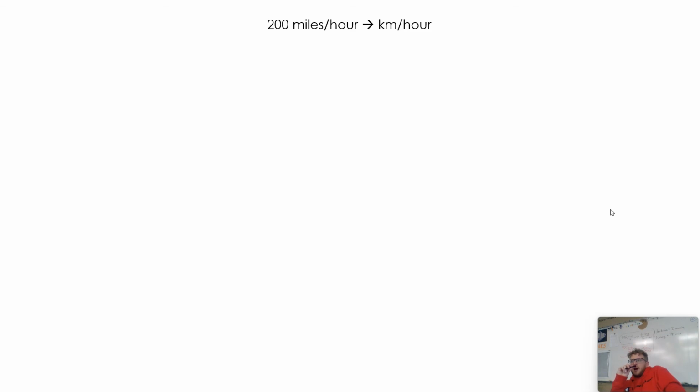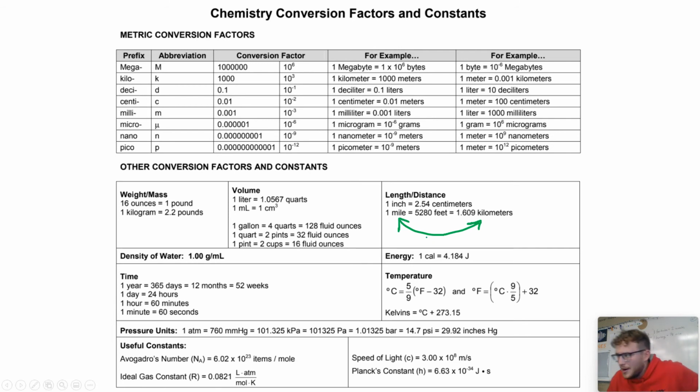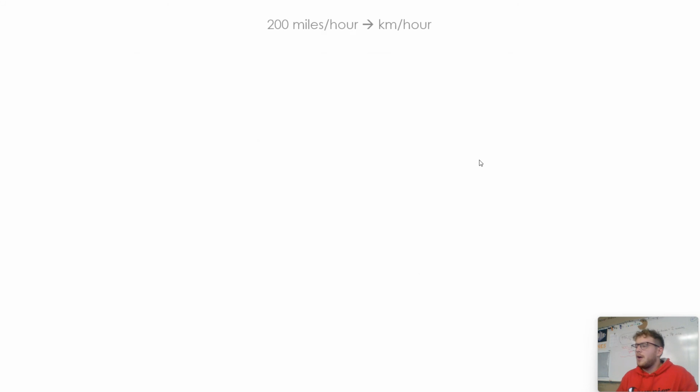All right, well, I notice a couple of things. I notice that my per hour is in both of those. So I don't need to convert my hours because it's in hours in both of them. But what do I need to convert? My miles to kilometers. Well, here's the thing. Can I do that? Let's go back and look at our conversion chart. Well, we actually already did this. We converted between miles and kilometers. 1 mile is 1.609 kilometers. So just like before, I'm going to write down that conversion. 1 mile equals 1.609 kilometers. All right, fair enough.